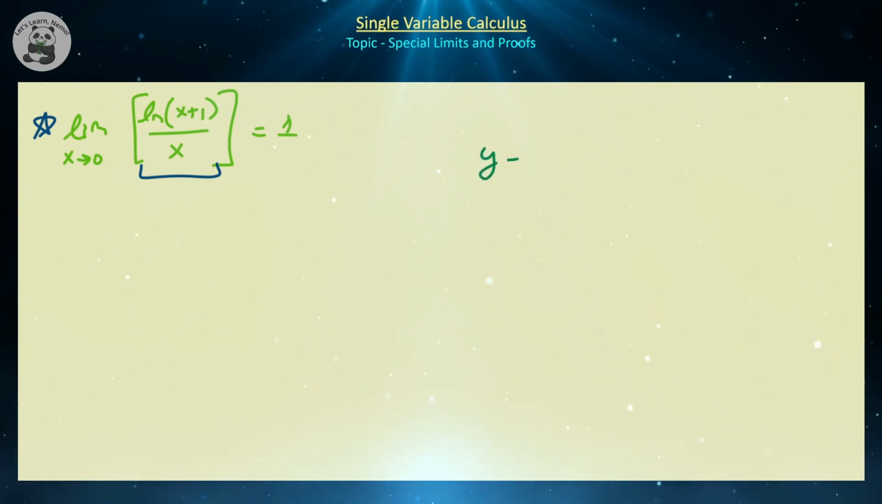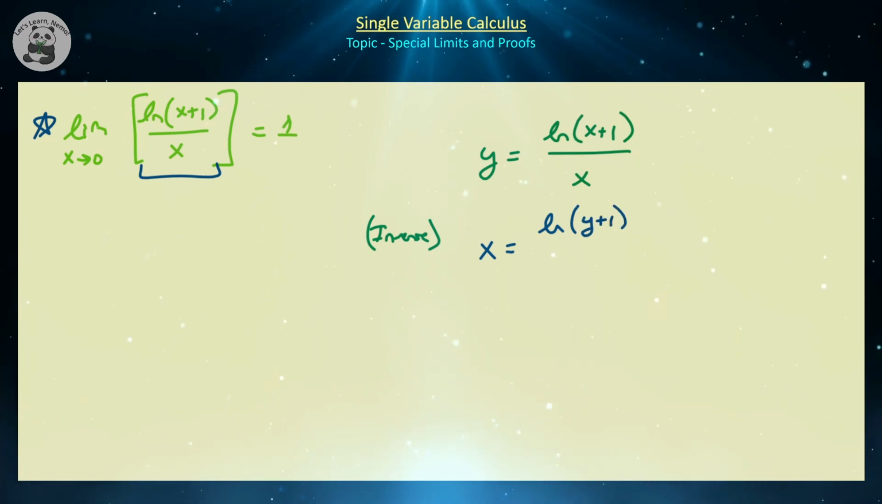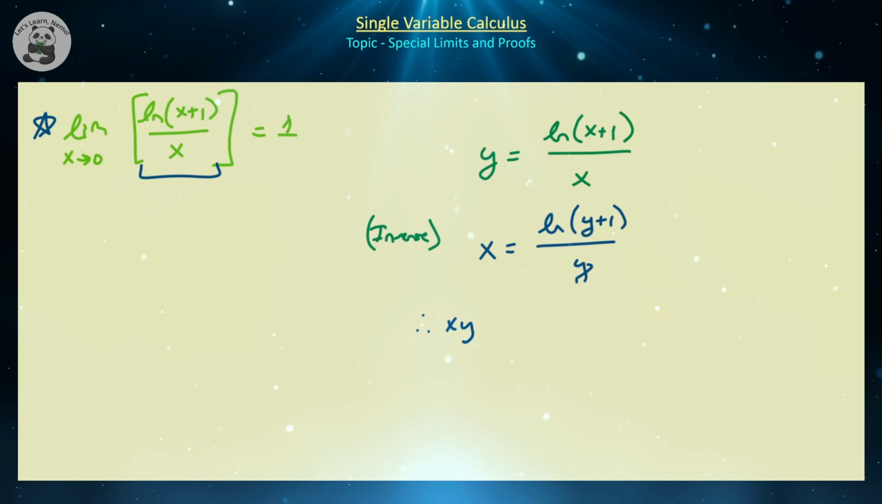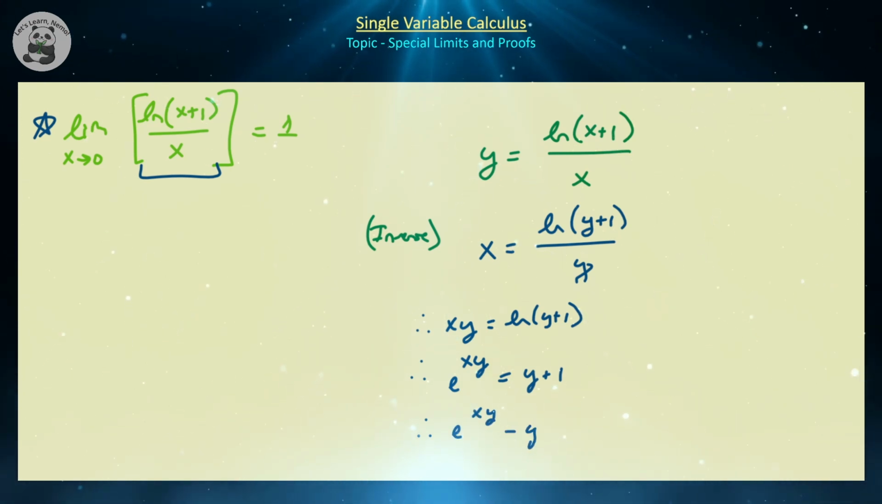So my relation of interest here is the natural log of x plus 1 all over x. Now we want to find the inverse of this relation, so we're just going to switch x and y. So x is going to be equal to the natural log of y plus 1 all divided by y. We can multiply both sides by y, so we have xy is equal to the natural log of y plus 1. Then we can exponentiate both sides by e, so we have e to the power of xy is equal to y plus 1.